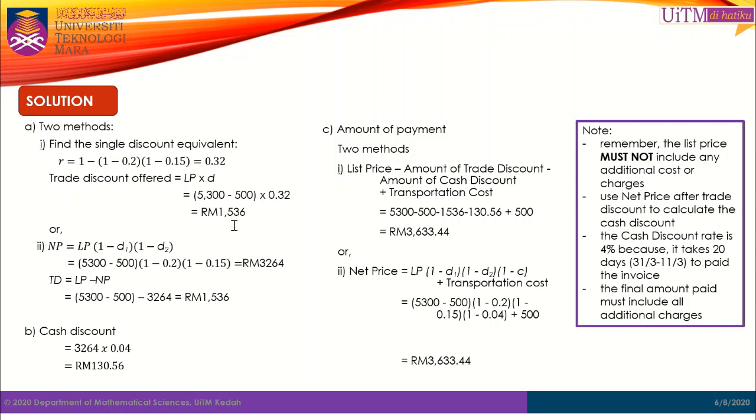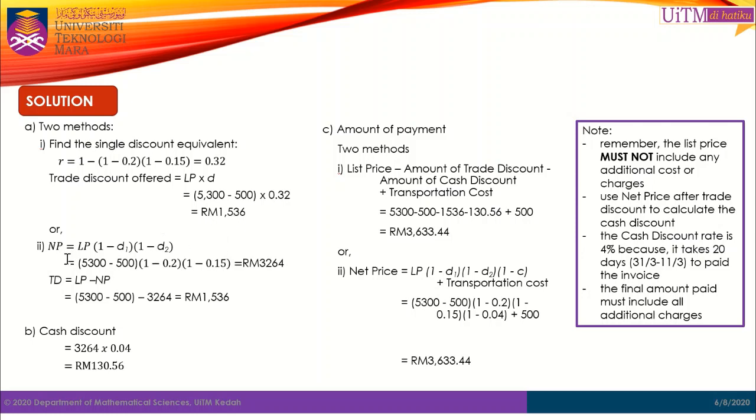So any additional charges are not applicable for a trade discount amount. Okay, a trade discount rate. So the trade discount is only applicable to the list price. So to get the list price, you have to take out the transportation charges from the invoice price. So that's why you have here 5,300 minus 500. So this will give you the list price to be 4,800. And multiply with 0.32, you get 1536 to be the trade discount.